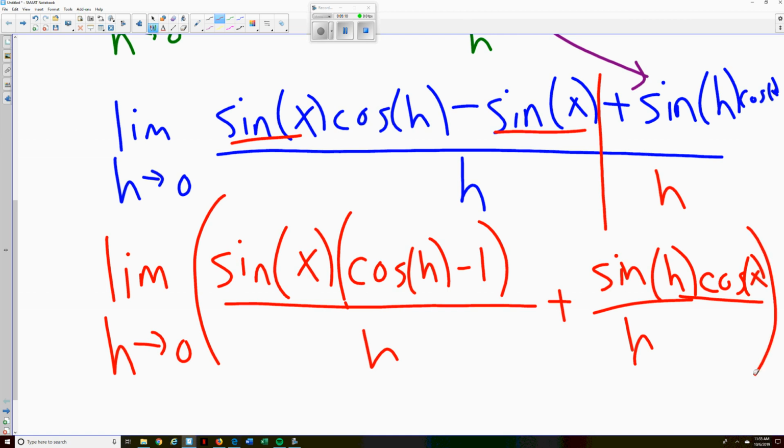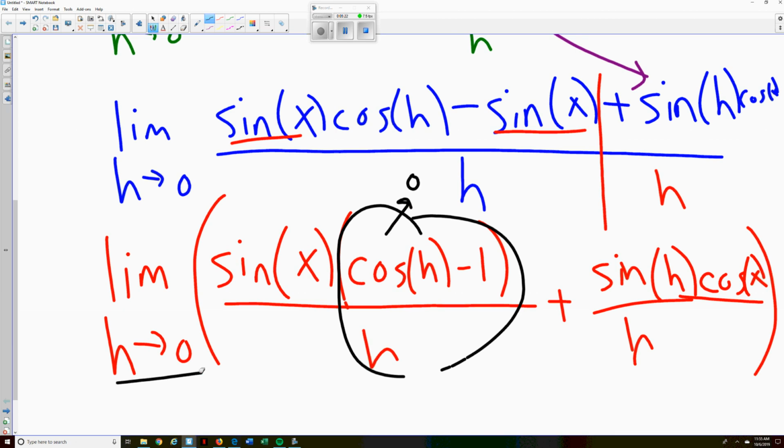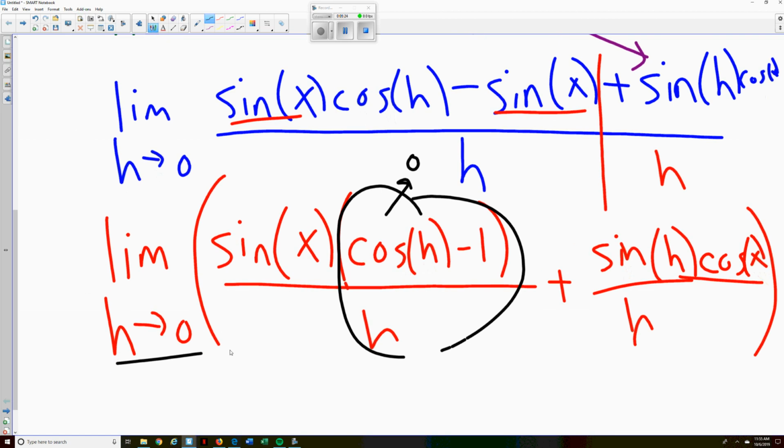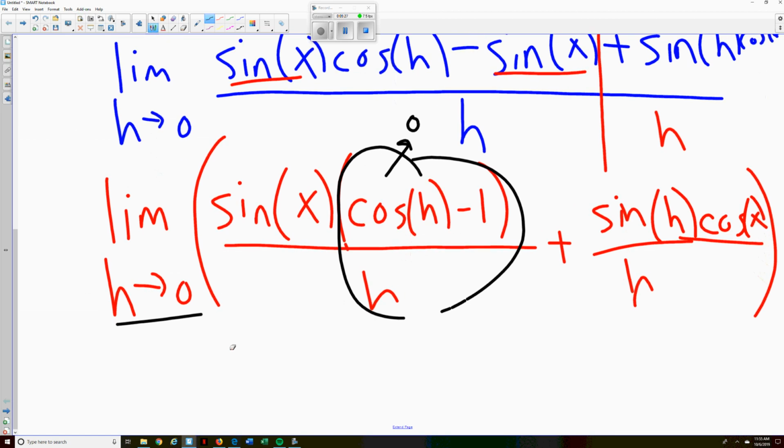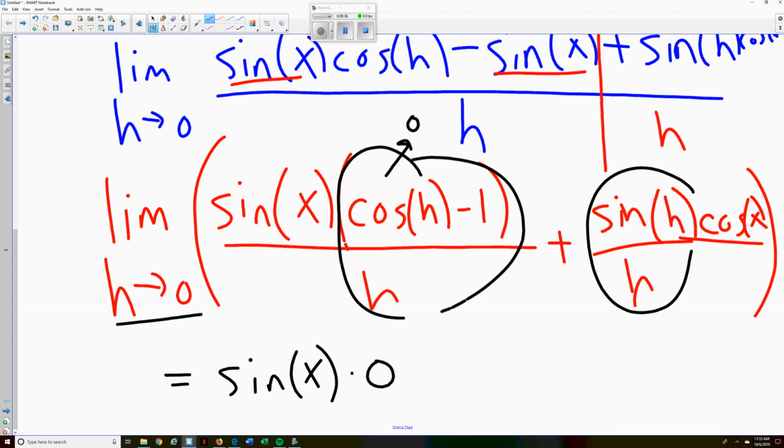Things are progressing well. Okay, now you may or may not remember this, but this limit right here, cosine h minus 1 over h, that goes to 0. So when I plug in h approaches 0, that what I've circled there, that limit is 0. So this is going to equal sine of x times 0. And this limit right here, okay, you may remember we talked about this in class, that goes to 1. So plus 1 times cosine x.